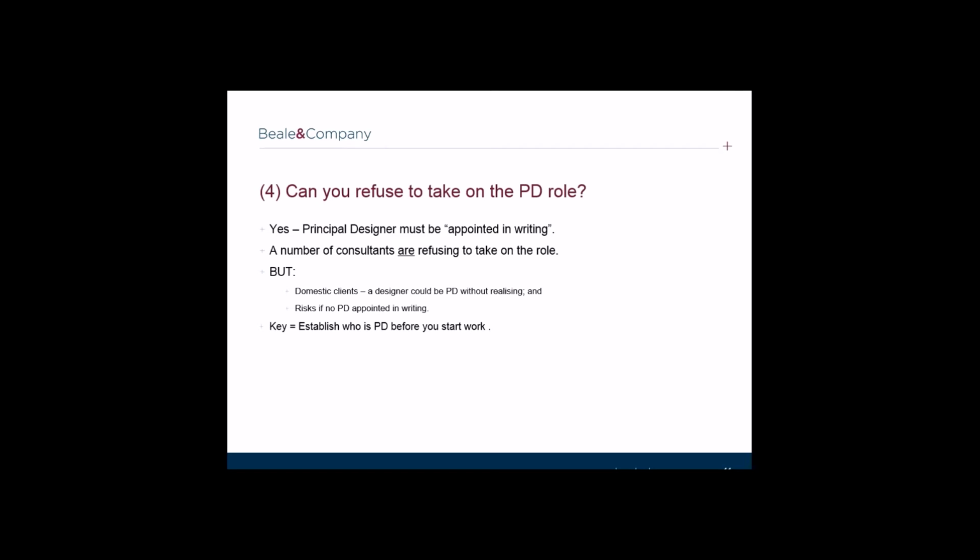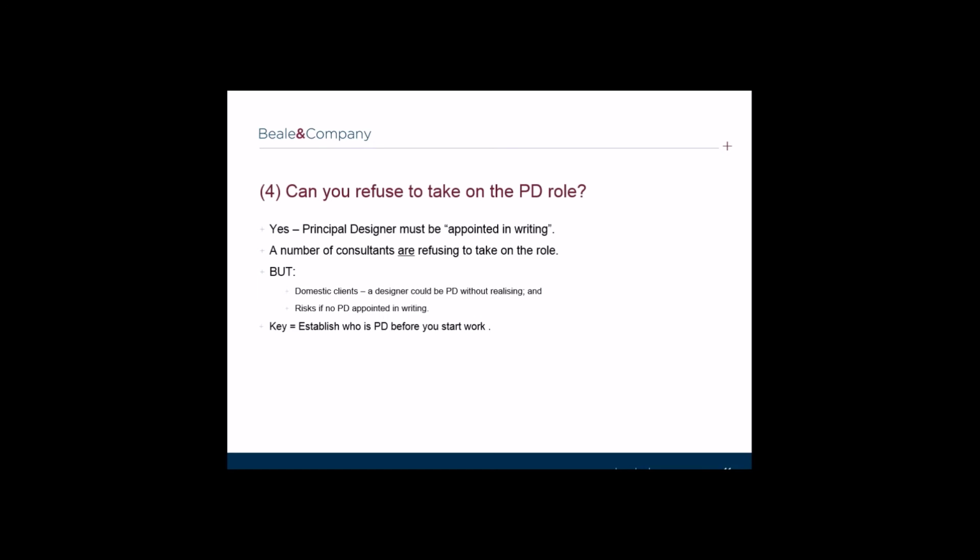Can you refuse to take on the PD role? Generally speaking, yes, you can refuse to take on the PD role, and a number of consultants are refusing to do so. Although working for domestic clients, the role may be imposed under CDM 2015, despite you having refused to take it on. And if you do refuse to take on the role, it is important that another member of the project team is appointed in writing.